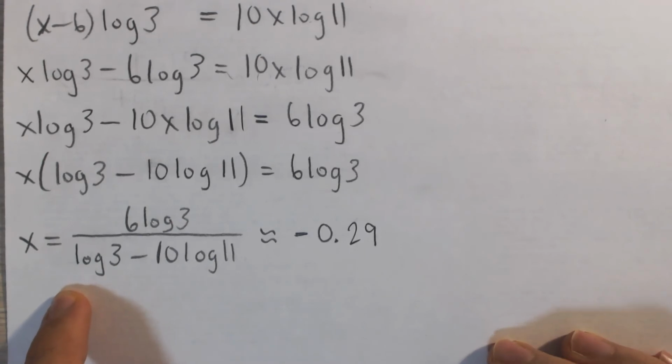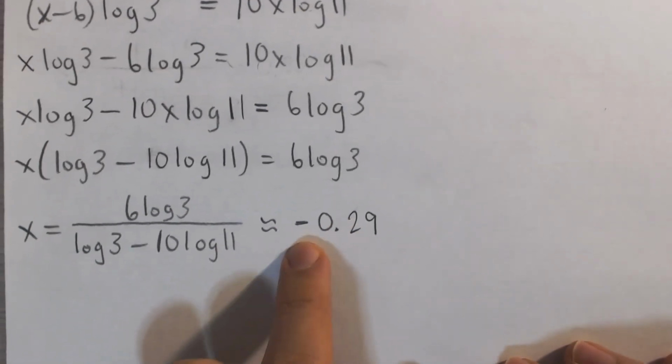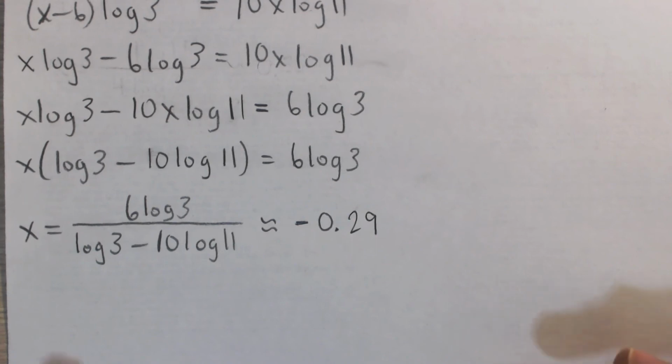That's our exact answer. And you can plug that into your calculator, and you can see you're going to get about negative 0.29 as your final answer.